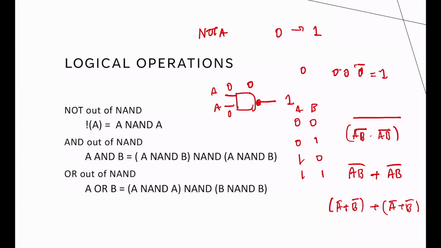You can build the NAND gates. We can build the OR gate out of NANDs. Most of the gates that we use now will be just in the form of NANDs and ORs.